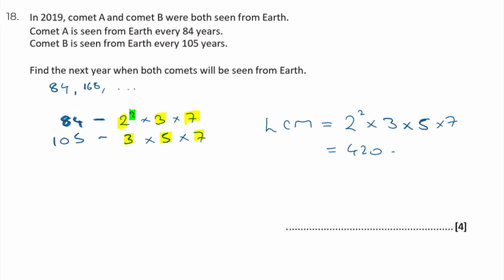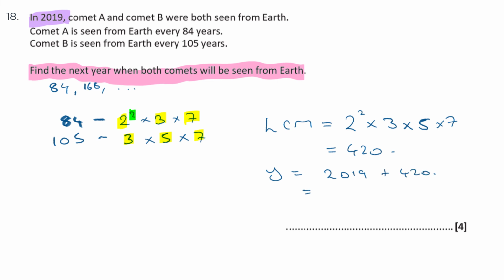420. So now we know the number of years it's going to take for this event to happen again. But just be careful here because it says find the next year when both comets are seen on Earth. We've just worked out that it's going to be 420 years later. But 420 years later than what? It's going to be 420 years later than 2019, isn't it? So the year is going to be 2019 plus those 420 years. So what's that then? 2019 plus 420, that's 2,439. So 2439, you're going to have to wait a long time to see them occur at the same time again.